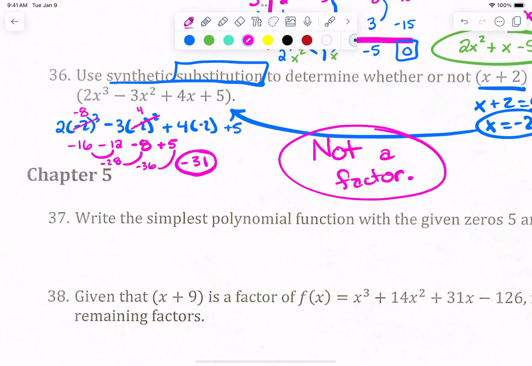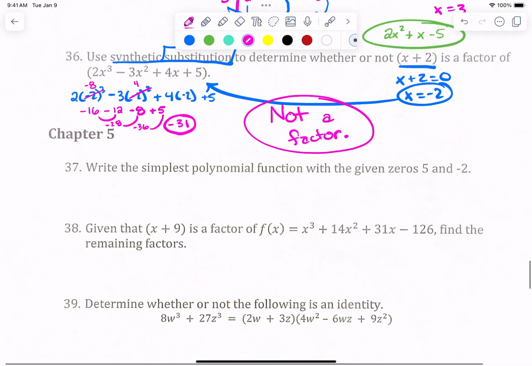Good? He has a remainder. I will check to make sure you did it the way I wanted you to do it. Substitution. Okay? This next one's the easiest one now.